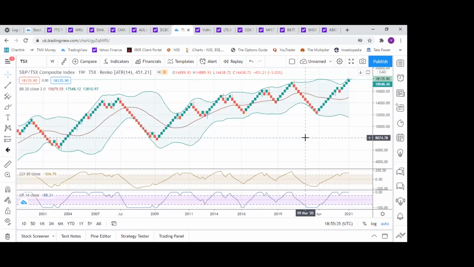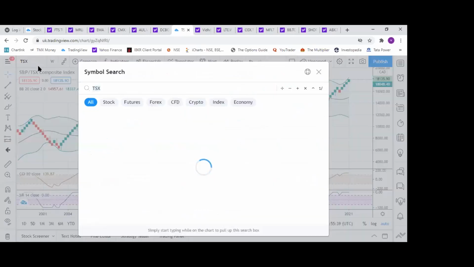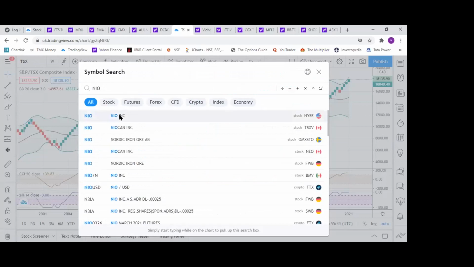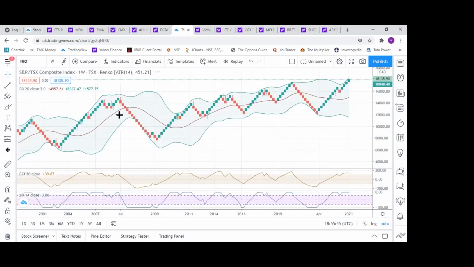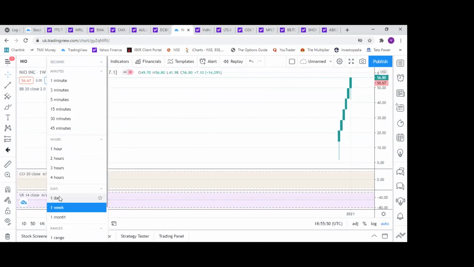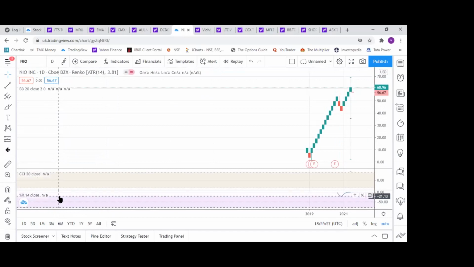Okay, I'd like to look at NIO. Preferably you look at a stock which has traded for a long time. Okay, then we look at Apple. Apple is also fine. One second, I'll give you NIO also, because we are doing weekly. One second, I'll take it to the daily chart. It's a recent entry.